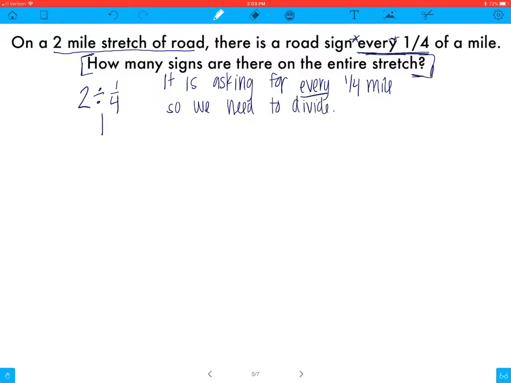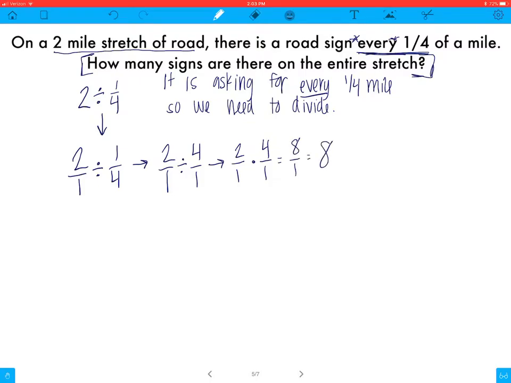So that 2, remember, it's a whole number. So that 2 becomes 2/1. And I'm going to write down every step. My 2/1 divided by 1/4. I need to find the reciprocal of 1/4, which is 4/1. And I'm going to change division to the inverse operation, multiplication. 2/1 multiplied by 4/1. And that is equal to 8/1, which is equal to 8.